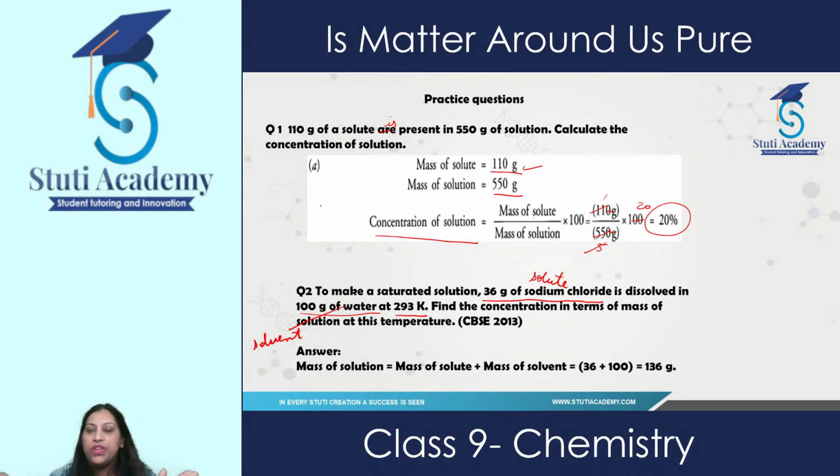So simply we need to add both the amount of solute and solvent, and we'll get the mass of solution. So how can we do this? Look here. Mass of solute, which is 36, and mass of solvent, which is 100. Just add both the numbers, very simple, and then we'll get 136 gram. So mass of solution is 136 gram. So I hope this question is clear to you.